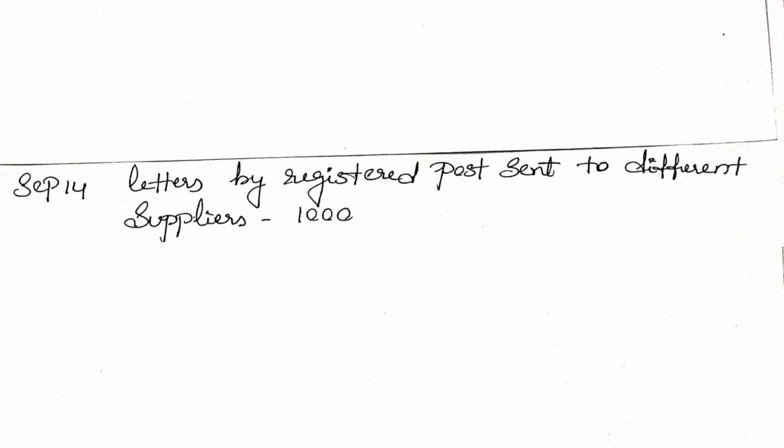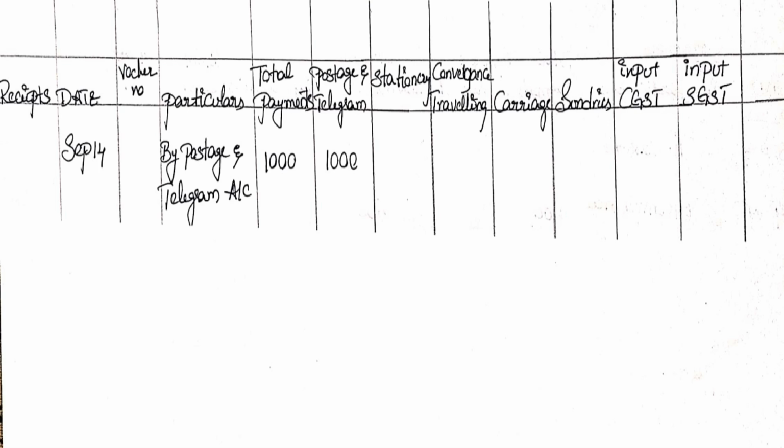The next transaction is September 14th, letters by registered post sent to different suppliers 1000. So we have sent some post to our suppliers through registered post. Again this will fall under postal expenses. So we will mention this 1000 in the postage and telegrams column. Date is September 14th and postage and telegram account in the particulars column, and in the total payments column 1000, and this 1000 rupees again in the postage and telegrams column.